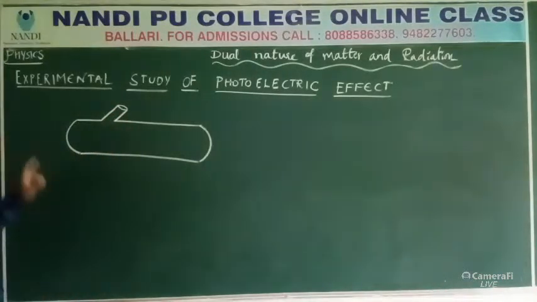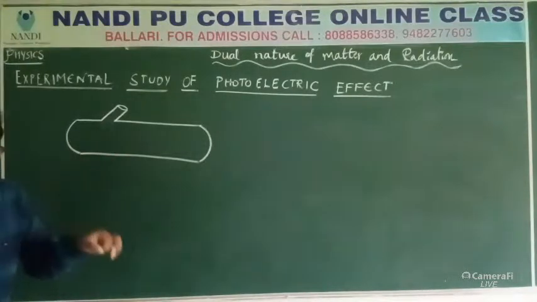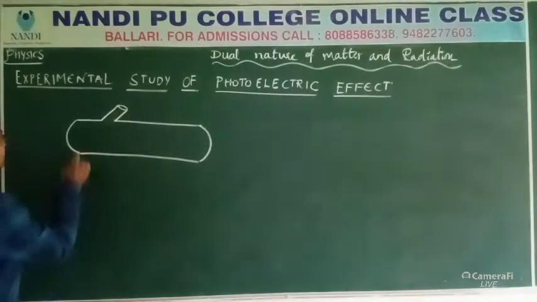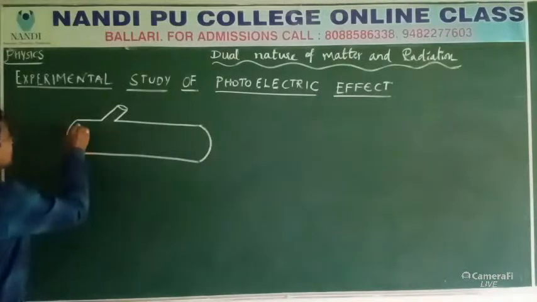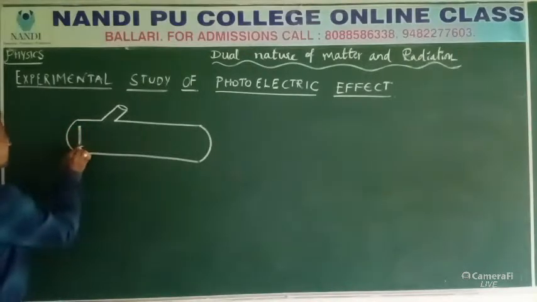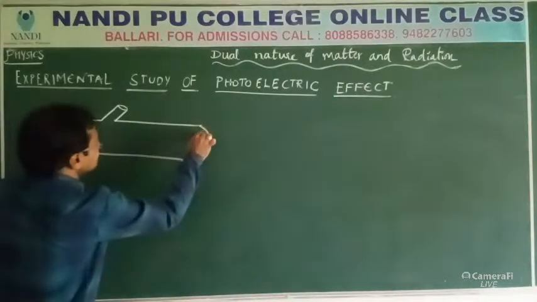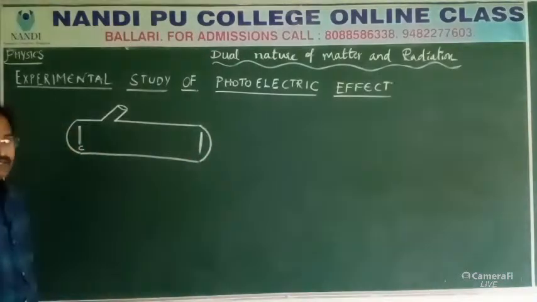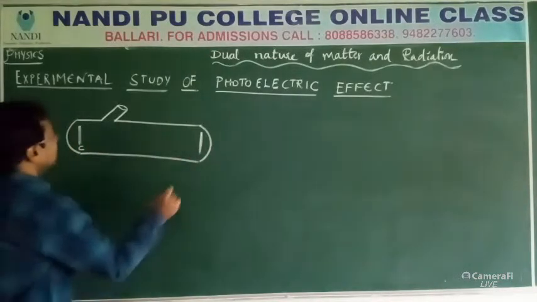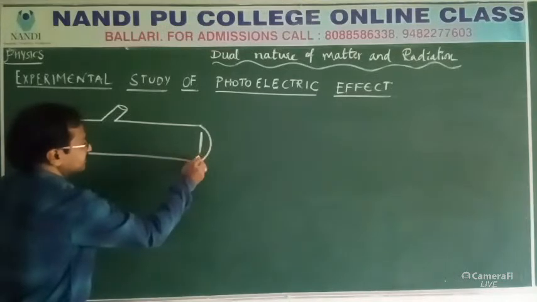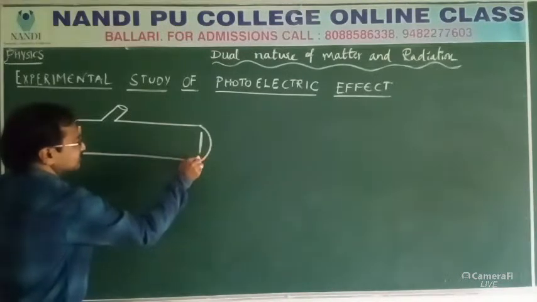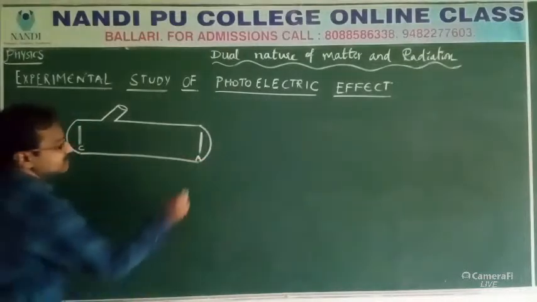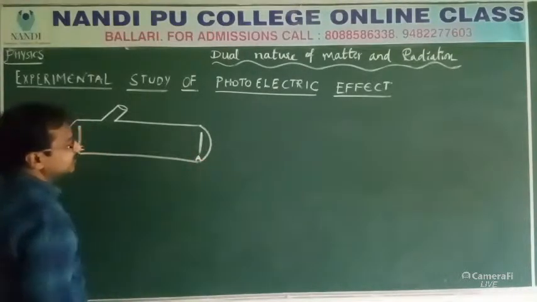Okay, and the two ends are provided with two electrodes. This is the cathode and this is the anode. Two metal electrodes, cathode and anode.